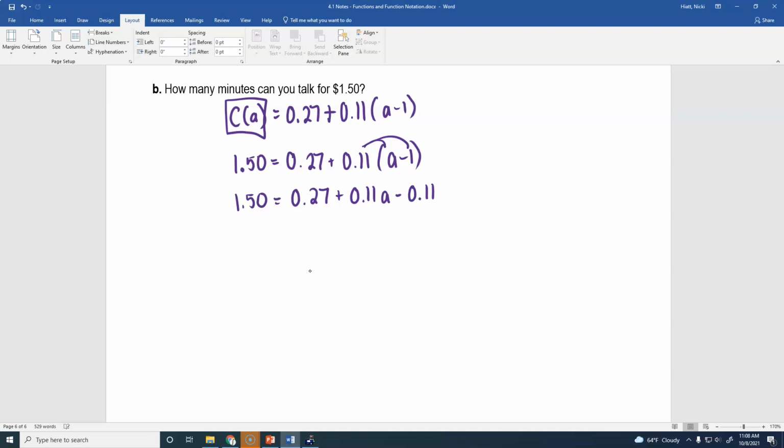We just distribute that 0.11. Then we would need to combine our like terms. So we've got 0.27 and negative 0.11.